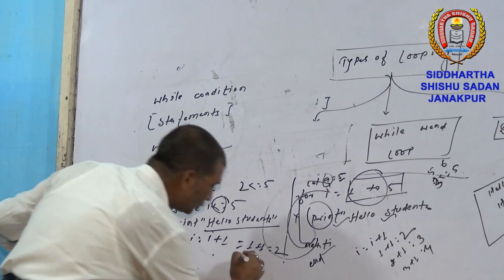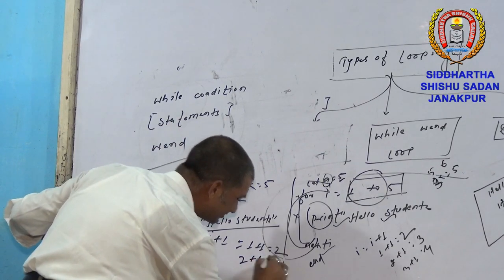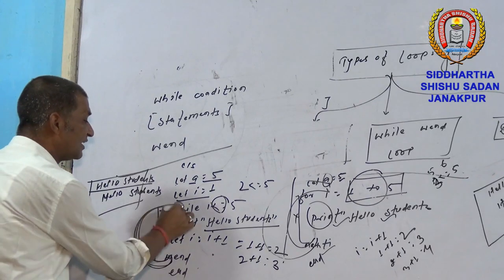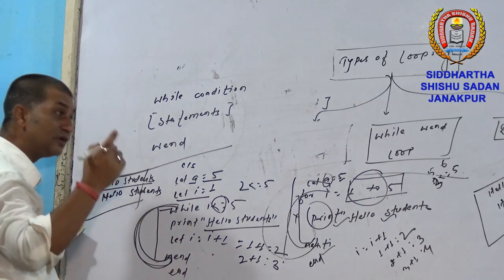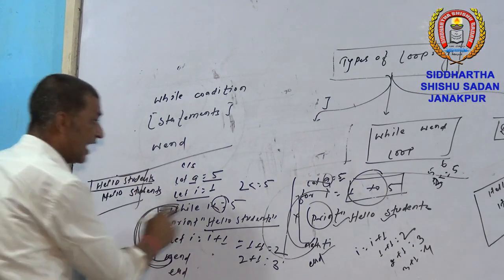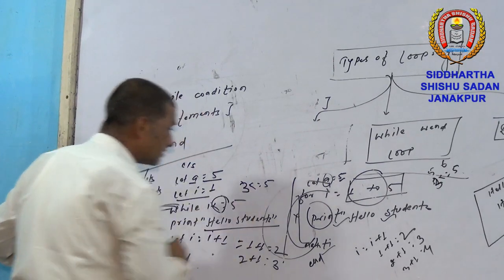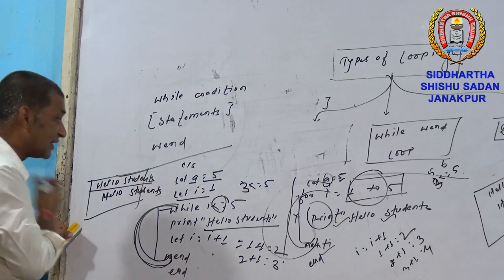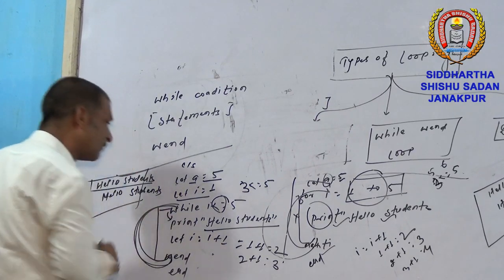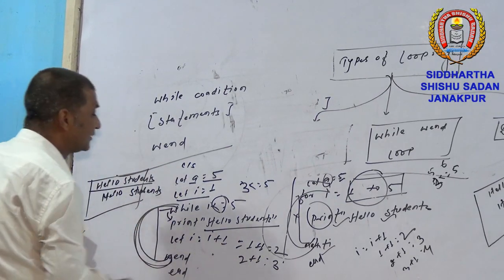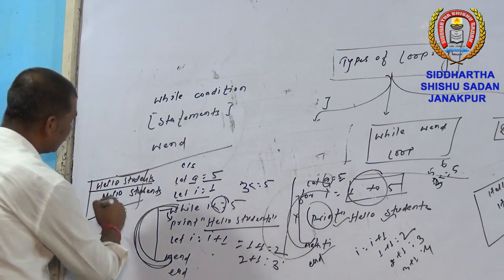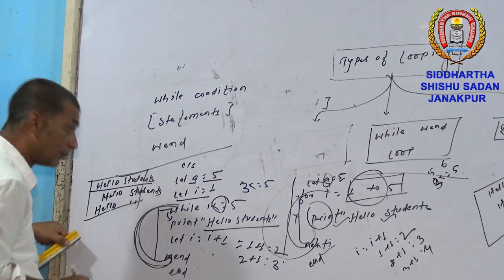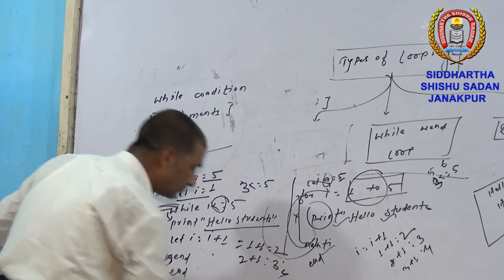Now, the third statement, let I equal to I plus 1. The value of I is 2, 2 plus 1 equal to 3. Now again the value of I becomes 3. The statement sends the cursor to the condition to recheck the condition. Here I becomes 3 now, 3 less than 5, yes, the condition is true. When the condition is true, it comes into the body of the while statement, and the print statement is executed, displaying hello students, the same thing. Like that, I becomes now 4.